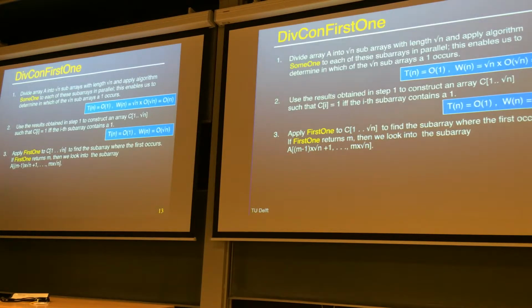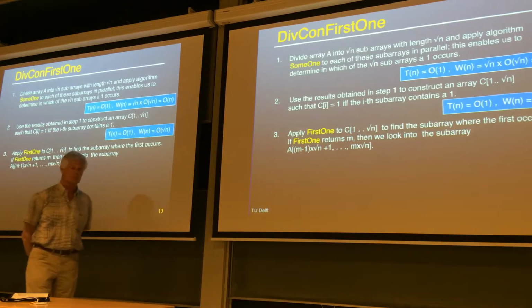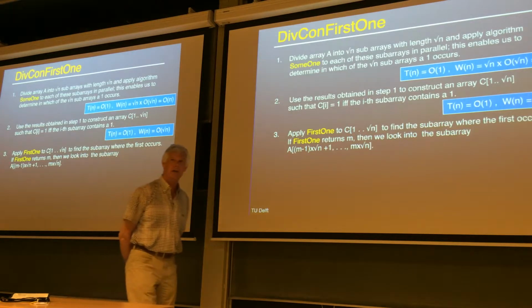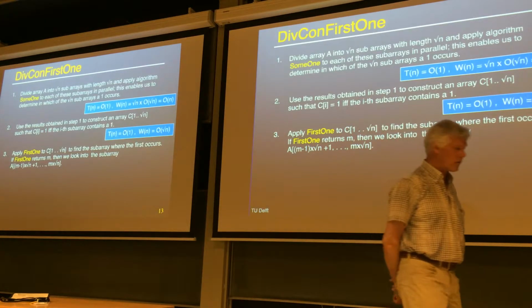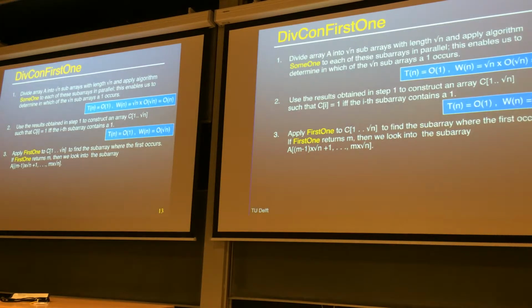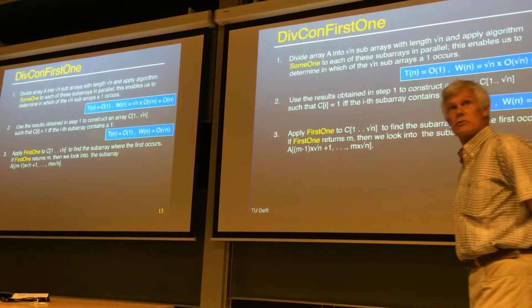If you know the first subarray has a 1, then you don't have to look at the other subarrays, right? Yeah, but you have to do it in parallel. You don't know. You are quite uncertain where this first one is. Indeed, you could come up with special cases in which the algorithm does not need to perform all the work, but you never know. In the worst case, you could be forced to do it.